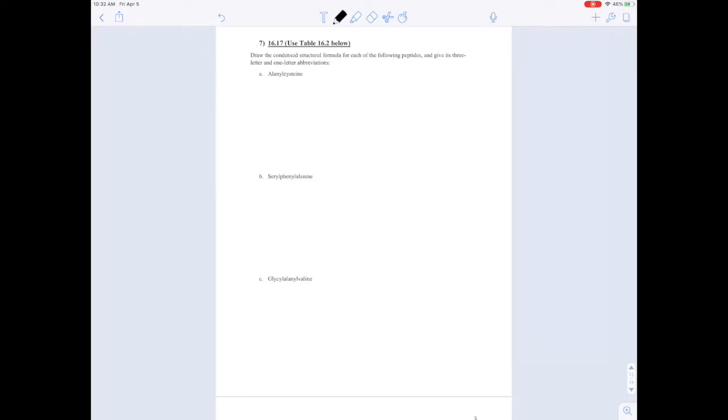Chapter 16, question 7, is asking us to draw some peptides. It says, draw the condensed structural formula for each of the following peptides and give its 3-letter and 1-letter abbreviations.